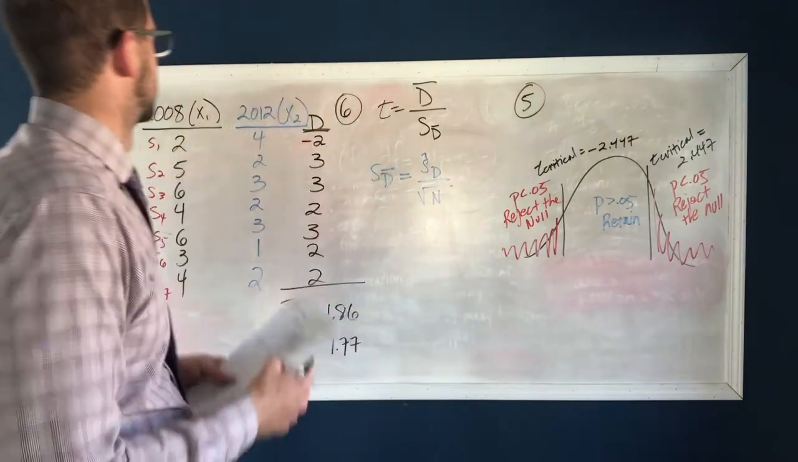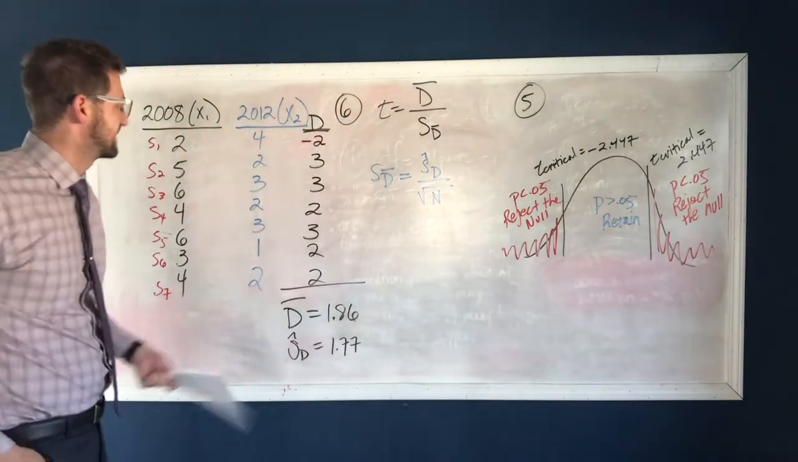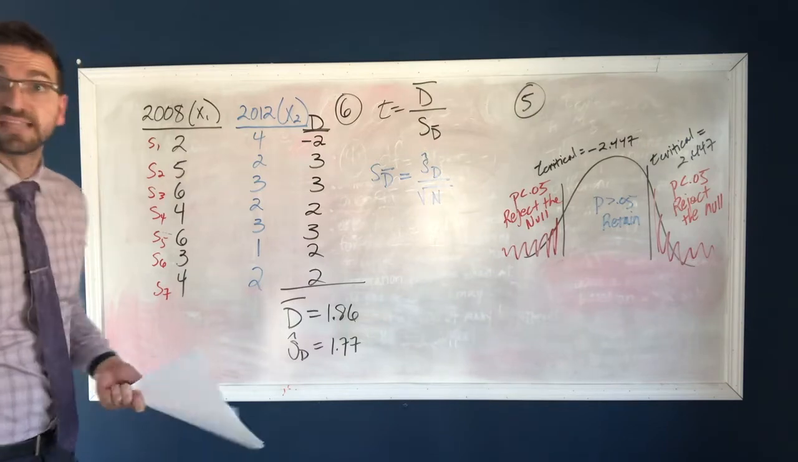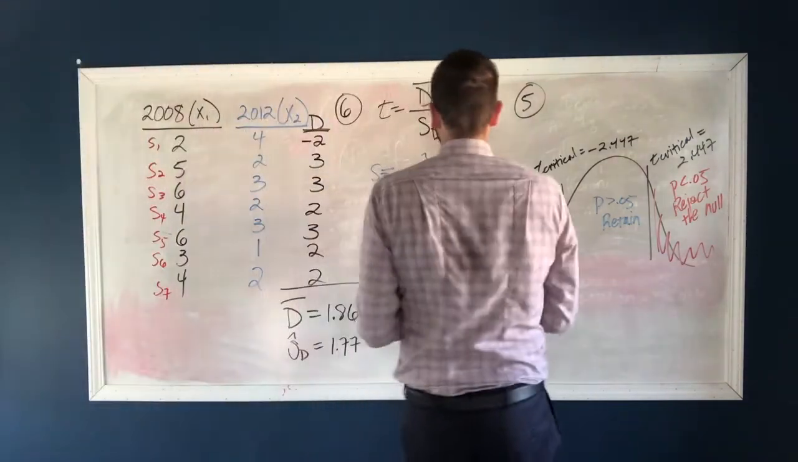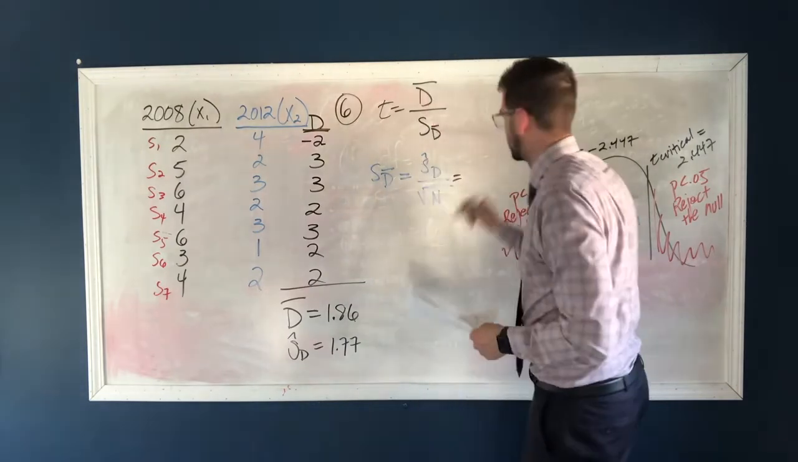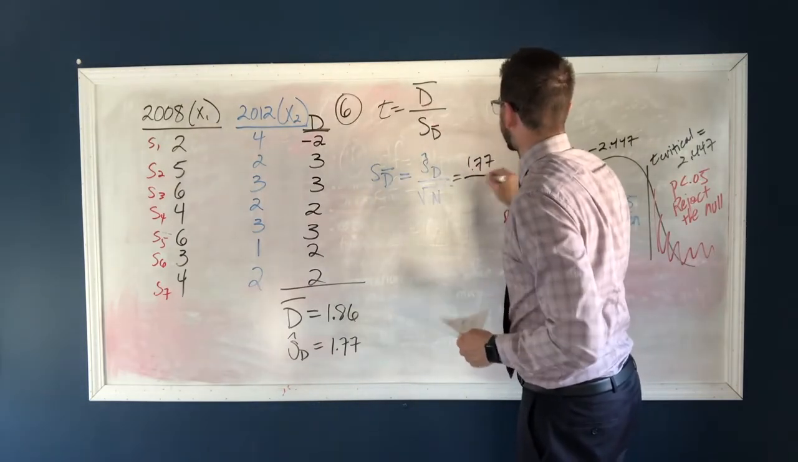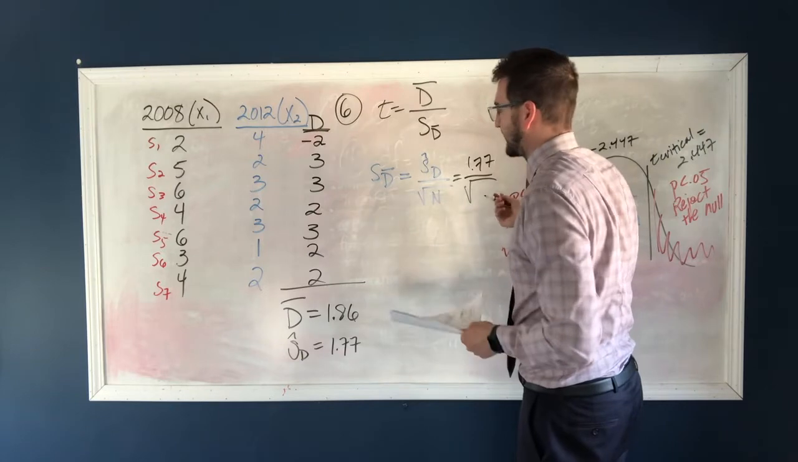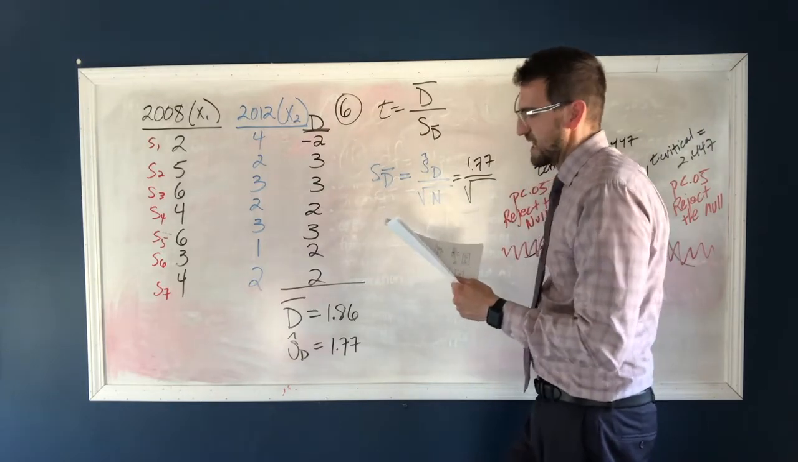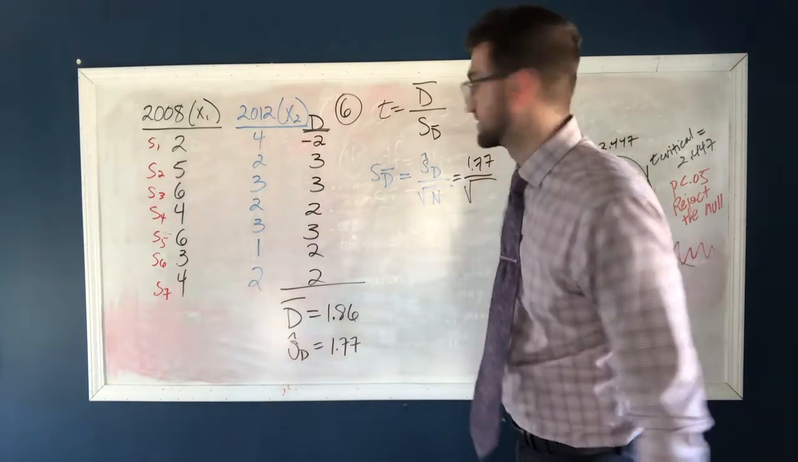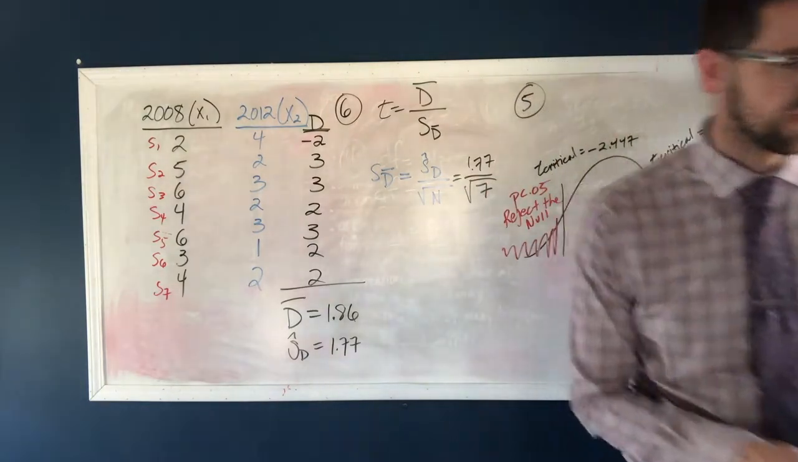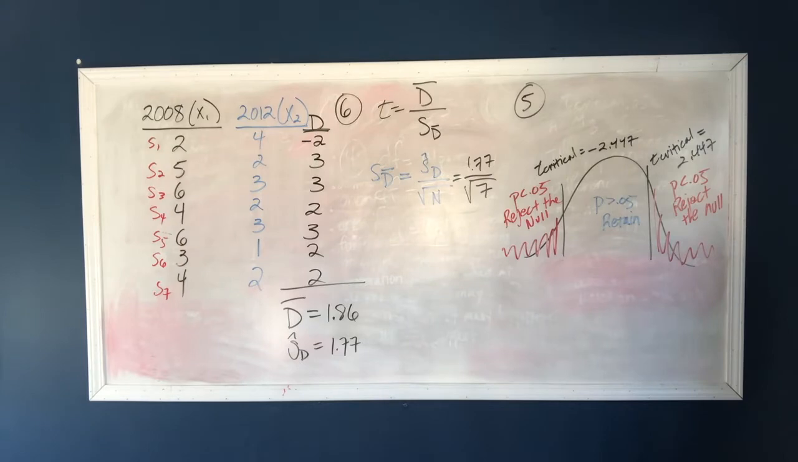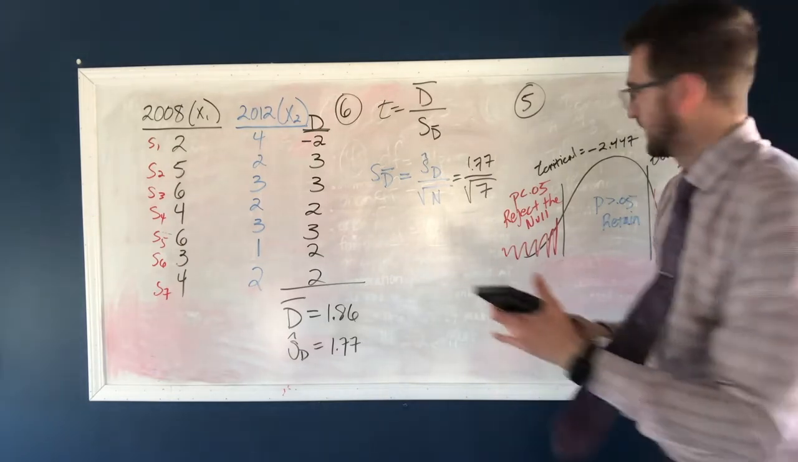Okay, so cool. So we have our mean difference and we have our standard deviation of the difference. So let's go ahead and do this. 1.77 divided by the square root of n. What's n in this case? It's going to be the number of pairs, or the number of participants. So it's going to be 7. So again, let's go ahead and try this.